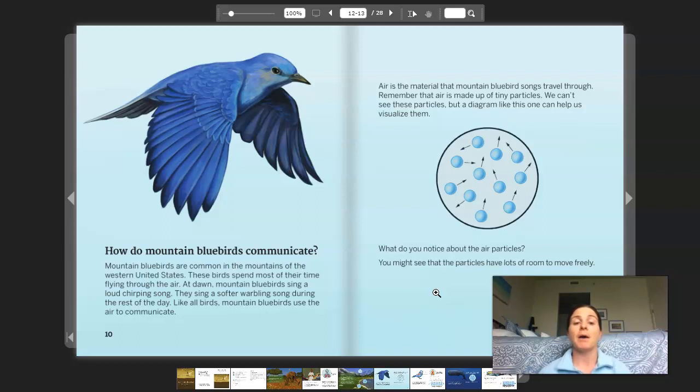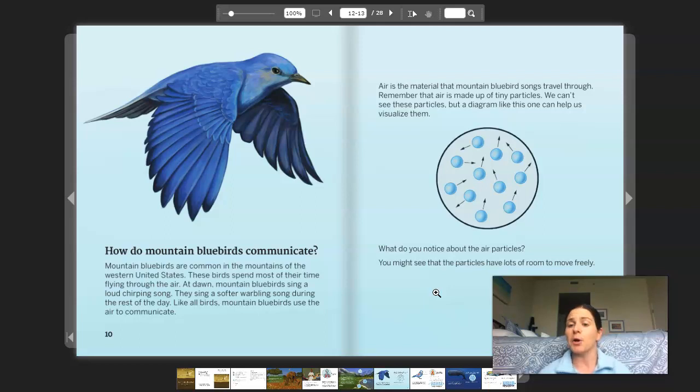Like all birds, mountain bluebirds use the air to communicate. Air is the material that mountain bluebird songs travel through. Remember that air is made up of tiny particles. We can't see these particles, but a diagram like this one can help us visualize them. What do you notice about the air particles?